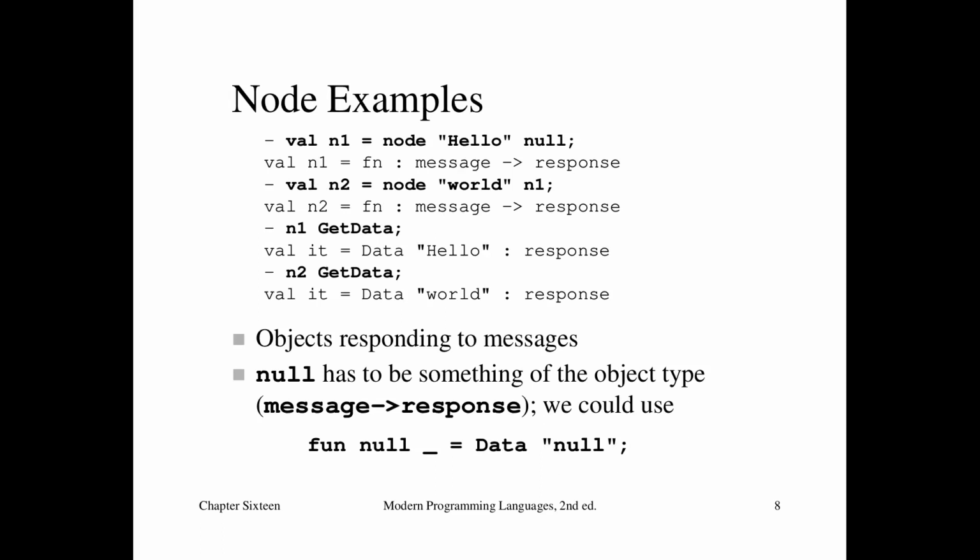And then we can implement it. We can actually run it and see that we get something like this, right? Essentially, what we're getting out of this is that we have objects responding to messages. We do need to eventually define null to be something, right? We could essentially create the function null, which takes in any value and returns null as a response, right? A string value of null. That'd be fine.